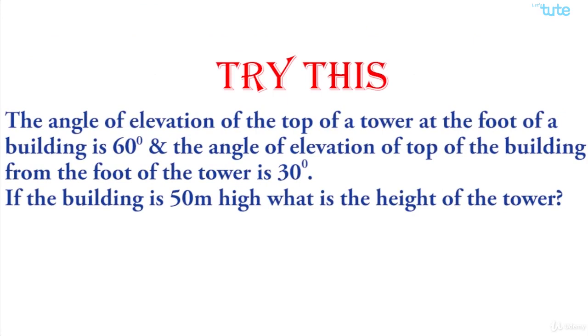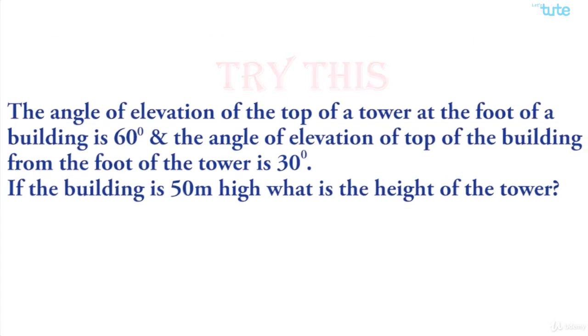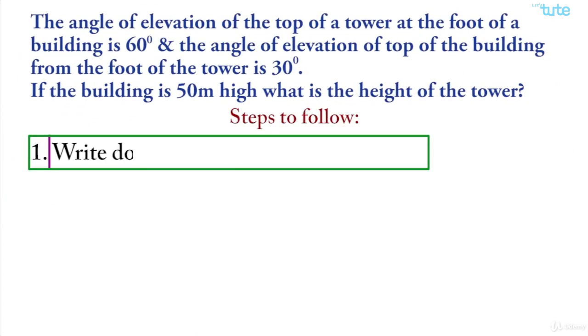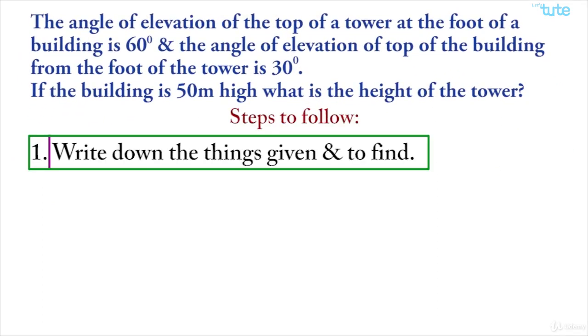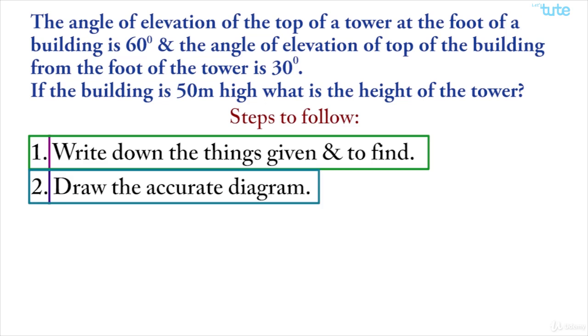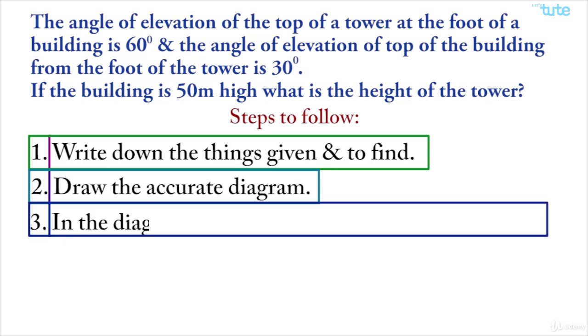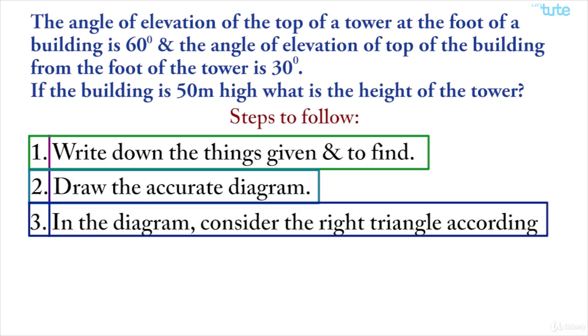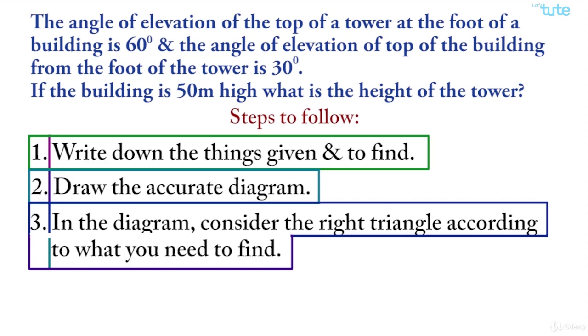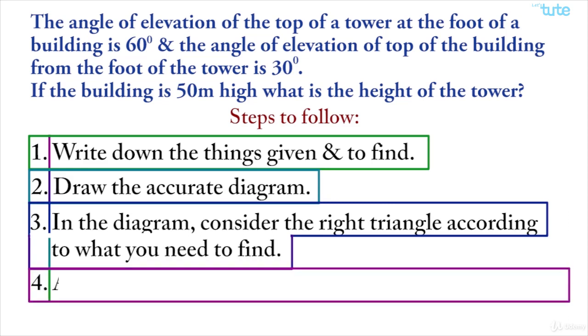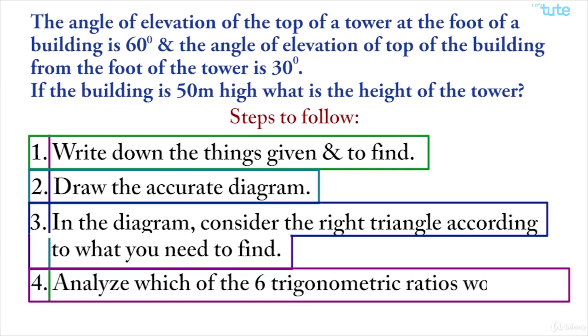Let me also guide you on the path to get the error-free solution. First, write down the given and to find things. Draw the accurate diagram. In the diagram, now you see what needs to be found and accordingly consider the right triangles. Then analyze which of the 6 trigonometric ratios would help you and get the answer.